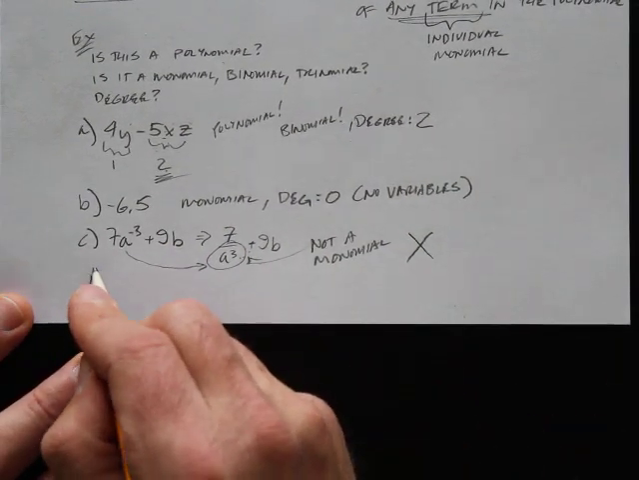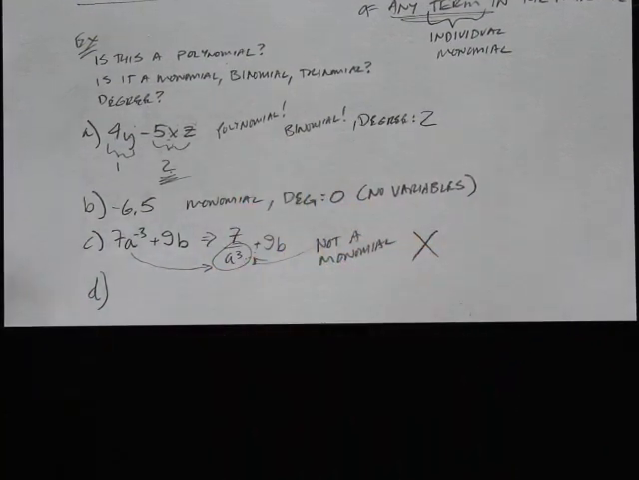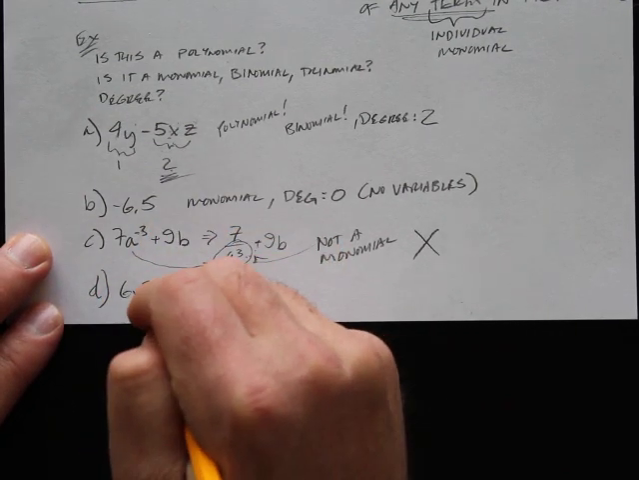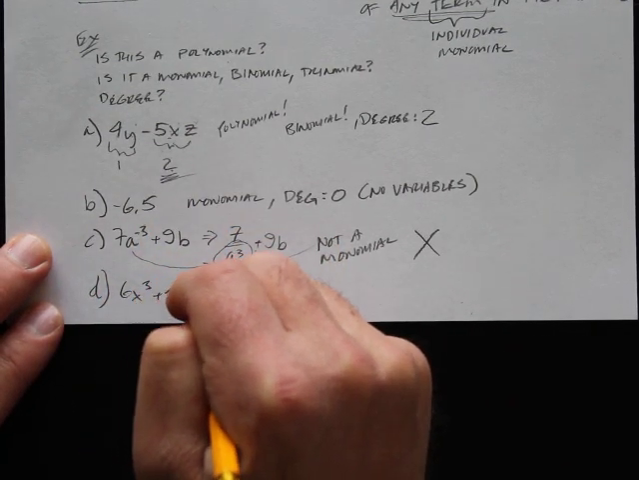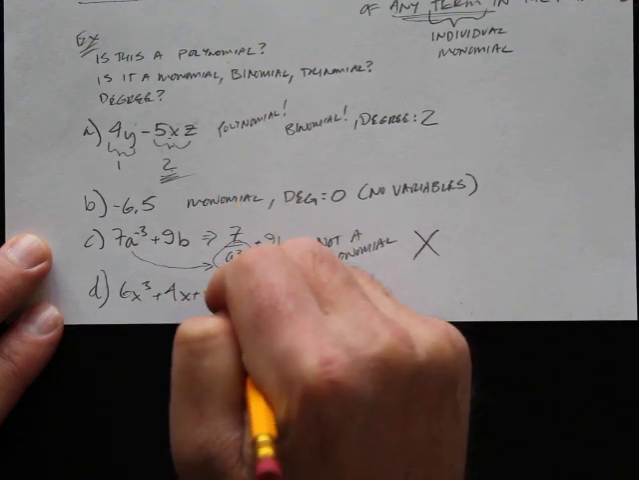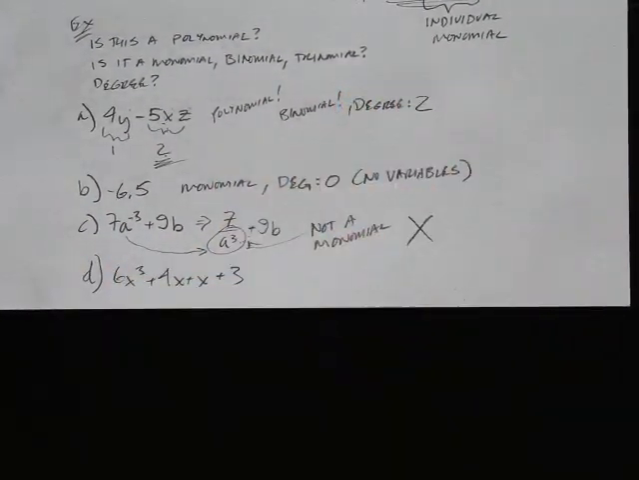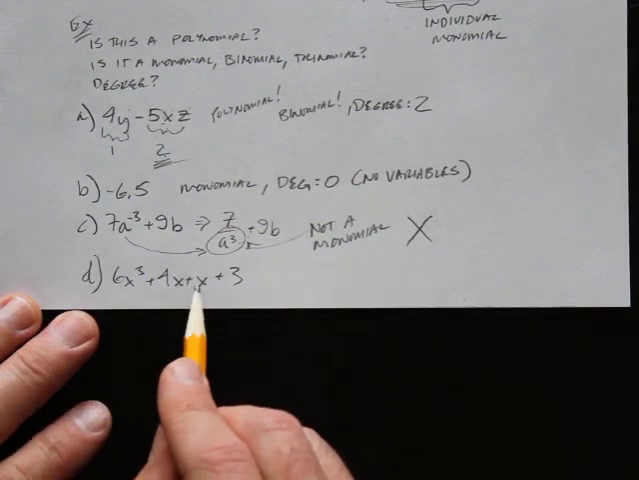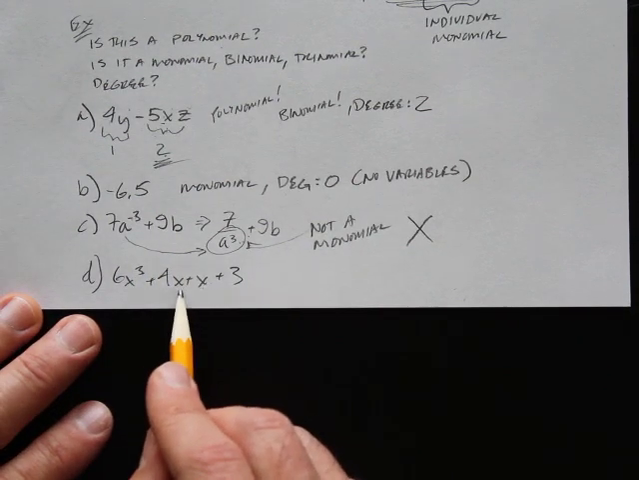And the last one we're going to do here is 6x cubed plus 4x plus x plus 3. Now, before we can figure this one out, we need to combine these like terms. So we're going to look at this in just a minute.